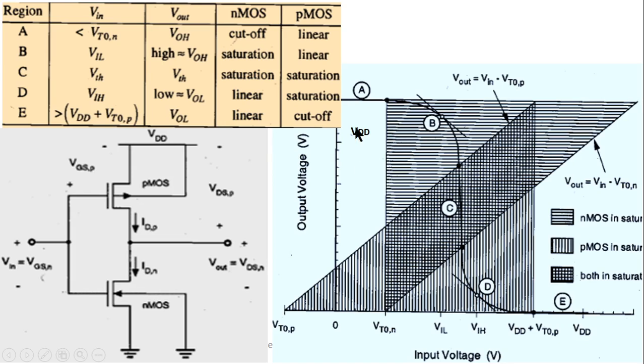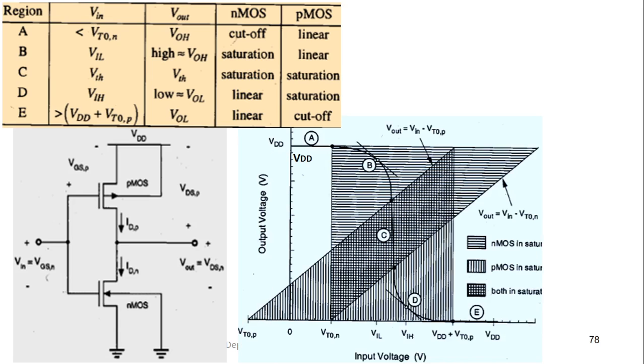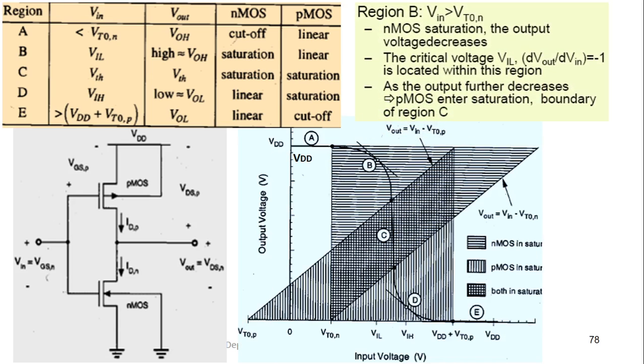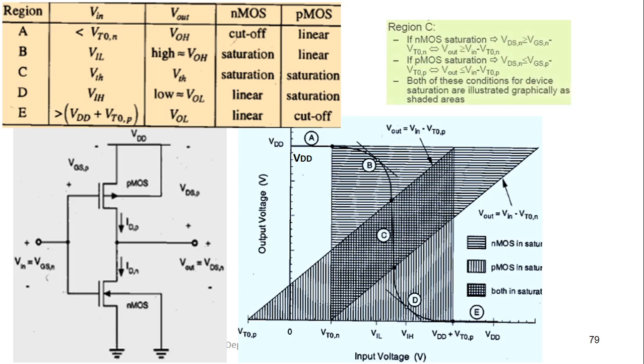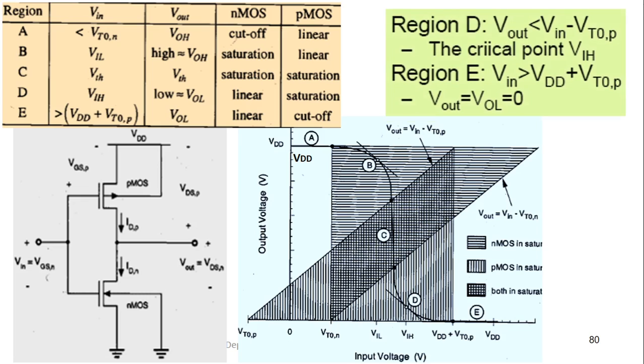When input is low, output is high, and when input is high, output is low. So this is an inverter. We saw the various conditions for all these 5 regions, and how to decide the mode of operation of each device, NMOS and PMOS. Depending on their respective modes, that particular current equation should be used in the analysis for deriving these 4 parameters: VOL, VOH, VIL and VIH.